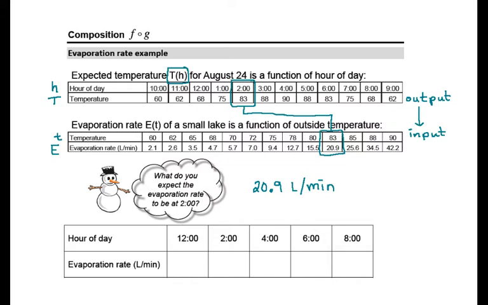We can now come up with a function here that represents the composition, which calculates evaporation rate as a function of hour of day, and it takes temperature out, right? If we already know the temperature by hour of day, we don't necessarily have to calculate the temperature along the way. So we've already figured out that at 2 o'clock, we're going to be up to 20.9. Now let's go ahead and just fill in the rest of the table. I suggest you pause the video and give it a try, and then just compare your answers to mine in a moment.